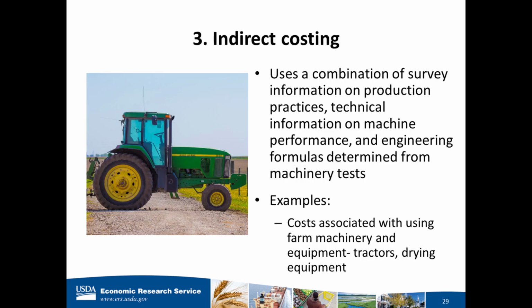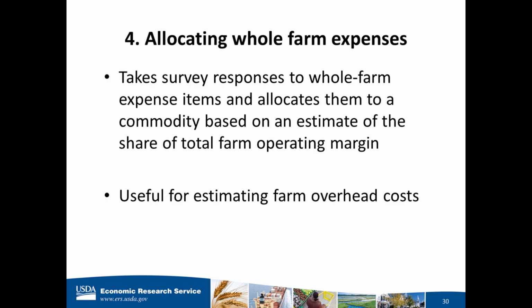So the third method that we use is indirect costing. So this is when we combine information from production practices and technical information from the machine, such as how much it's being used, how old it is, what model, and we put all that information into engineering formulas to determine things like the cost of replacing your machinery or fuel expenses would go in here, drying equipment and things like that that have to do with machine performance, and mostly imputing it into engineering formulas.